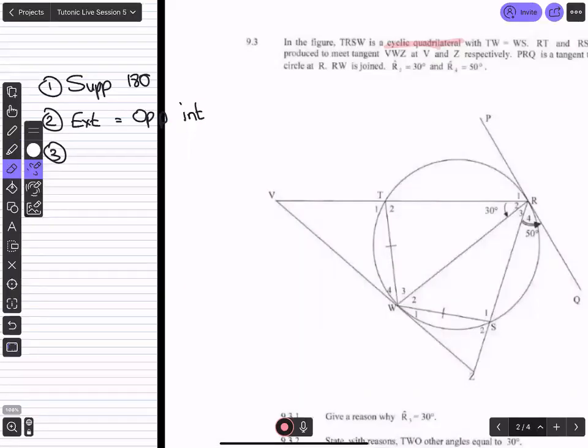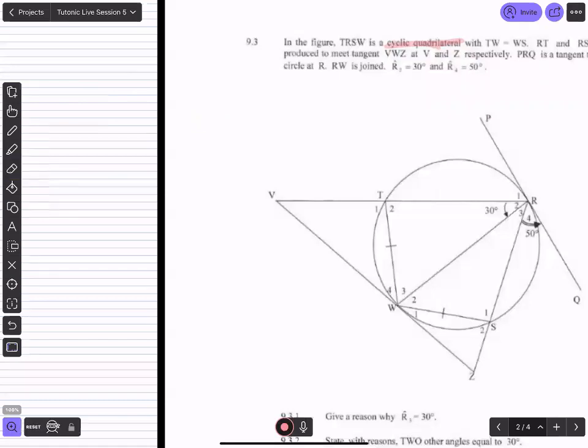Right, so because this is a cyclic quad, we can apply cyclic quad theorems. Do you agree to this shape? Yeah.